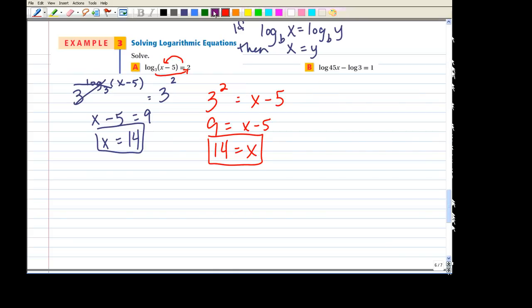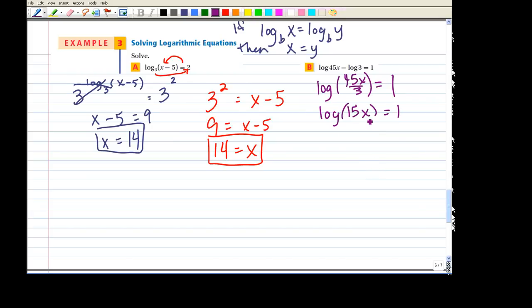Part B. I have log of 45 times x minus log of 3 equal to 1. Remember, if we are subtracting logs of like bases, we can combine them by dividing. So this is log of 45x over 3 equal to 1. And 45 over 3 reduces to 15. So this is log of 15x equal to 1.